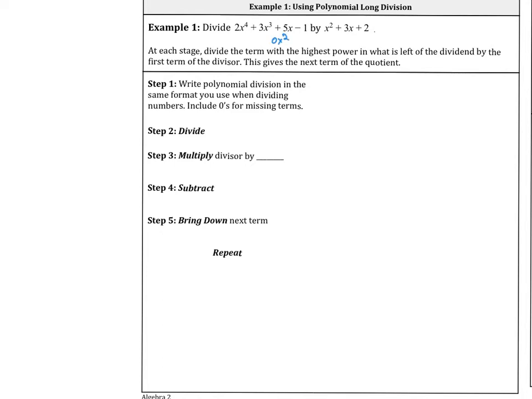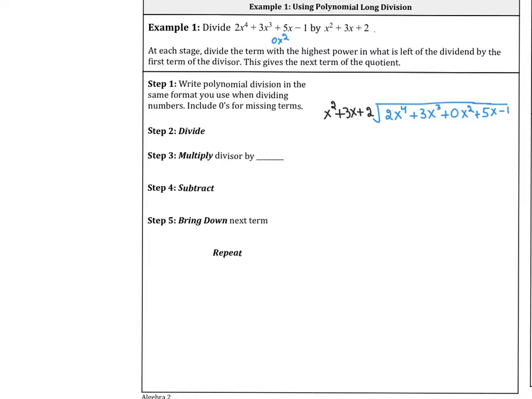Now we are going to divide this, so we are going to rewrite it in a division format. So 2x^4 + 3x^3 + 0x^2, because x squared is not there, so we are adding 0x^2, + 5x - 1. And we are dividing by the polynomial x^2 + 3x + 2.